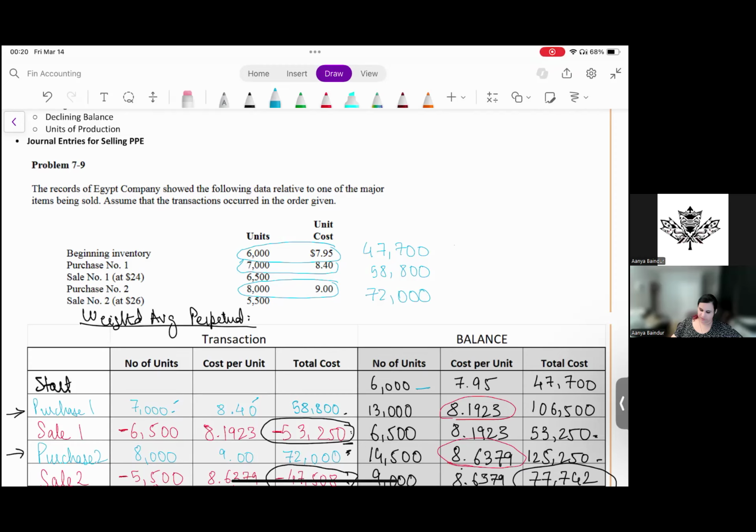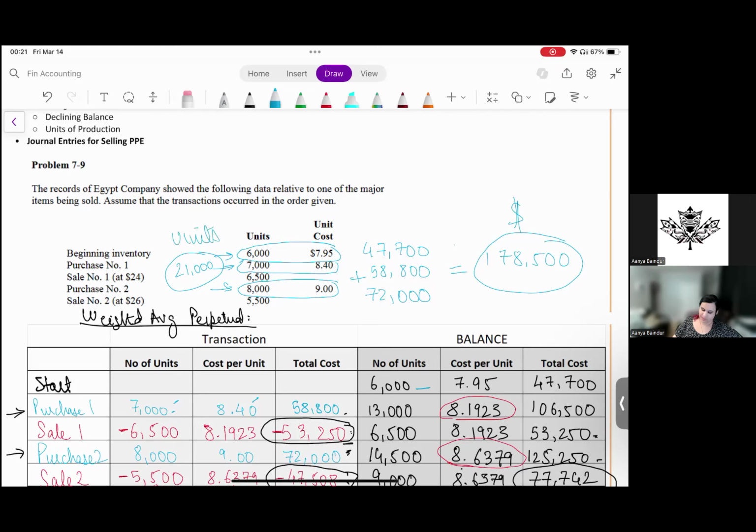Now, add all of these up. And that value is the value of the goods available for sale. So let's add them up. This is a value of 178,500. At the same time, see how many units are available for sale. So 6,000 plus 7,000 plus 8,000, so 6 plus 7 plus 8, just 21,000. We have 21,000 units available for sale, which has the value of this much. This is dollars, this is units.